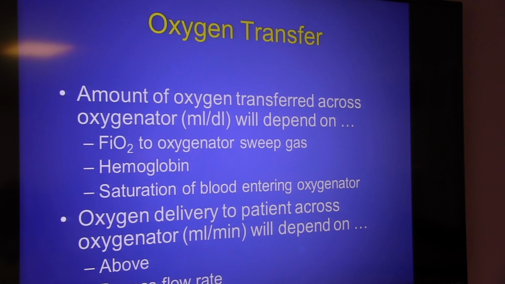All right, so this is where we're going to talk about how, and I'm going to show you some examples about how the different things that you can do will improve your oxygen delivery and why changes in flow and also changes in hemoglobin make a much bigger difference than changes in FiO2. So the amount of oxygen transferred across the oxygenator is going to depend on your FiO2 to the oxygenator sweep gas in a small way, your hemoglobin in a fairly sizable way, and then the saturation of blood entering the oxygenator. And oxygen delivery to the patient is going to depend on all of the above plus the flow.